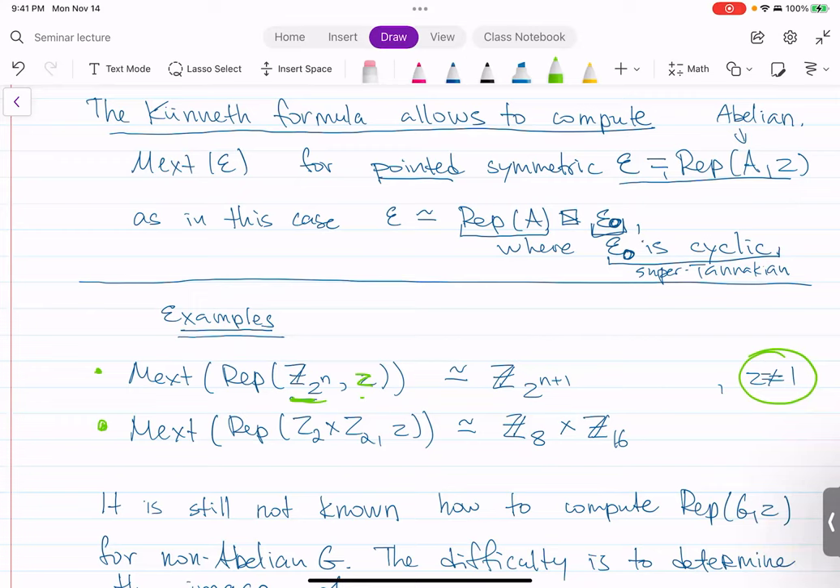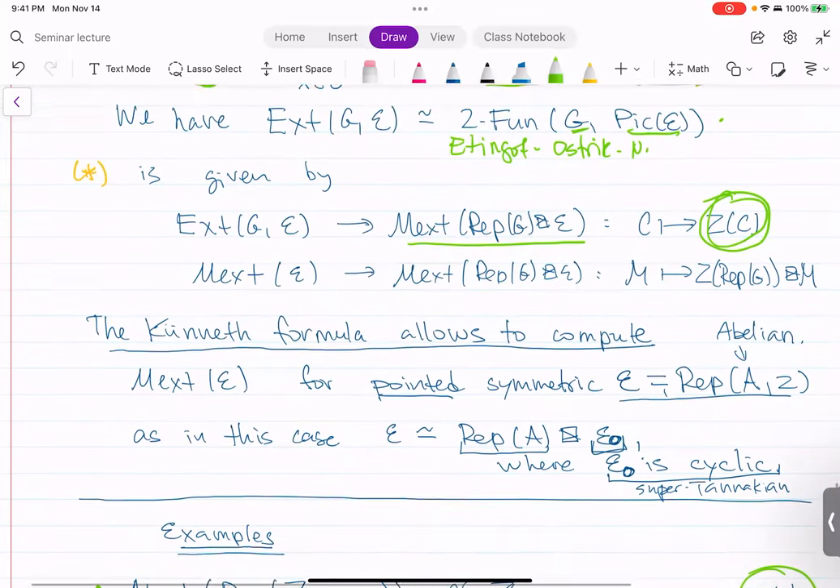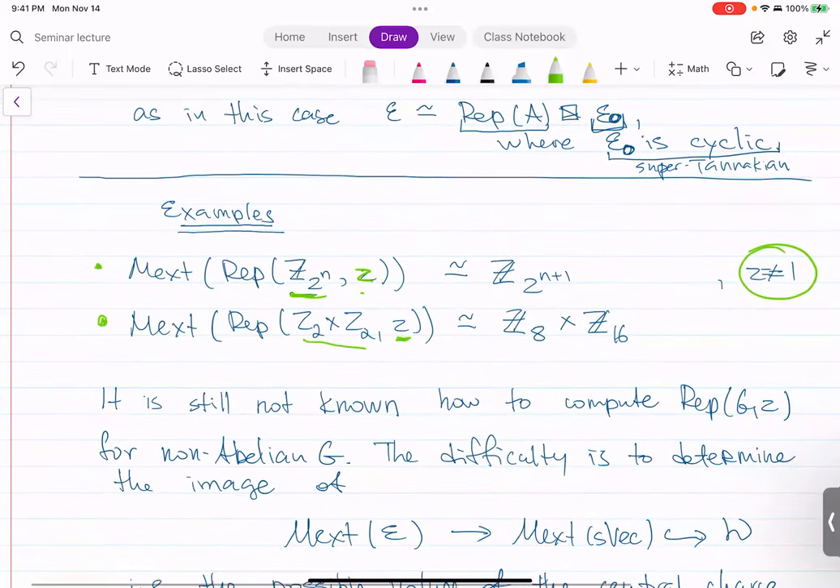So for the abelian group Z2 cross Z2, there is essentially one element of order two. There is only one orbit of elements of order two, so it doesn't depend on the choice. In this case, the group is Z8 cross Z16. Again, this is an application of this Künneth formula.